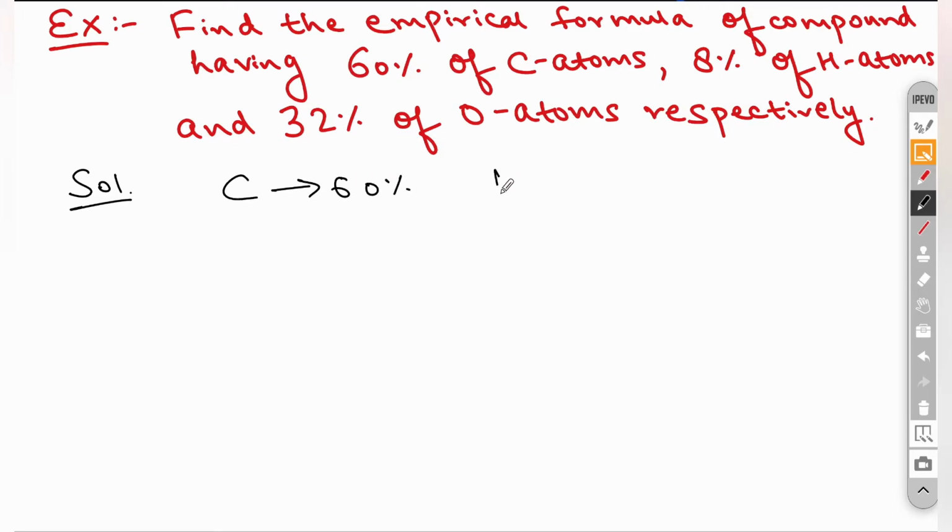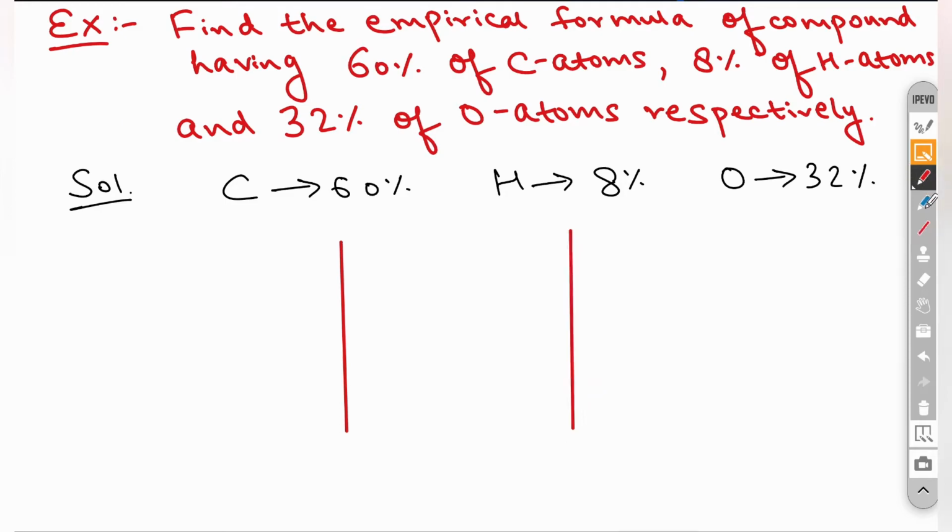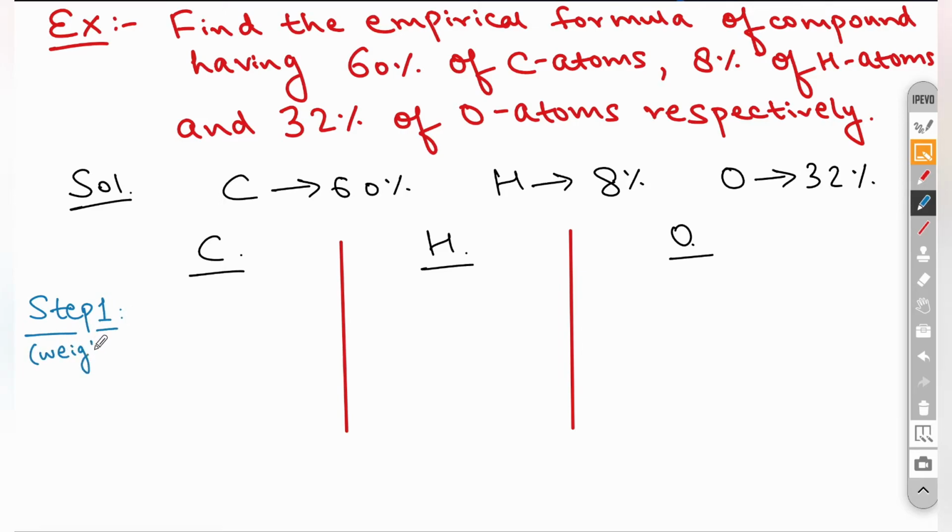First of all, write the percentage of each one, which is 60%, 8% and 32% respectively for carbon, hydrogen and oxygen. Now draw 3 columns: first carbon, then hydrogen, then oxygen. Write step number 1. We need to assume the percentage as weight: 60 grams, 8 grams and 32 grams respectively.